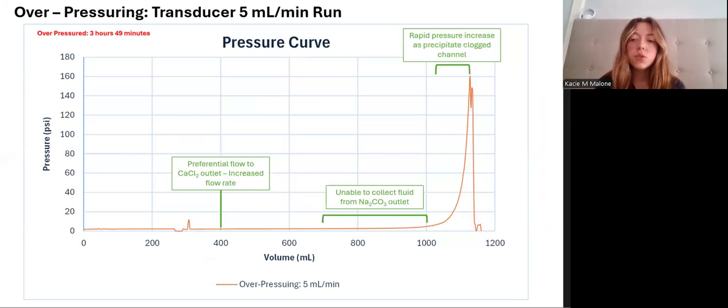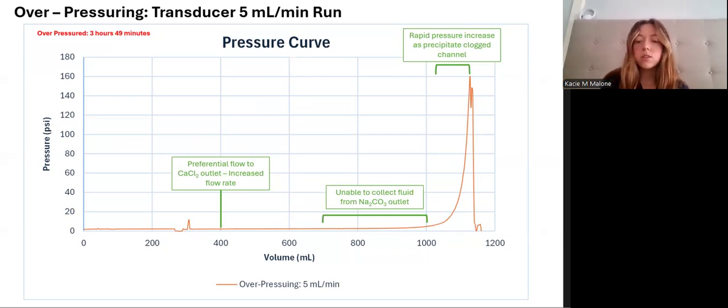So this next graph shows the pressure transducer data for the overpressuring experiment with injection volume on the x-axis and pressure on the y-axis. Preferential flow was observed at different times throughout the experiment, which is indicated on the graph here, but the key finding was a rapid pressure increase from precipitate clogging flow paths. So this occurred at about 3 hours into the experiment, indicated by the graph on here. So right at this point marks the 3-hour mark.